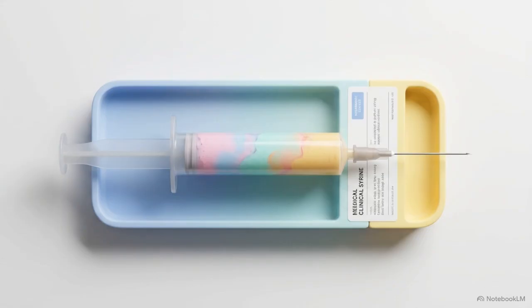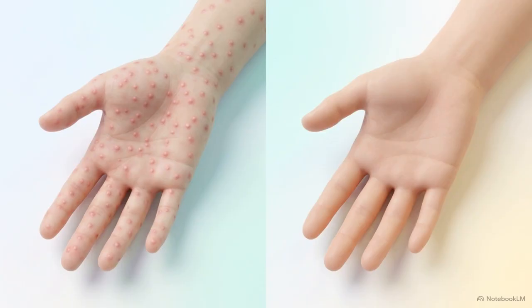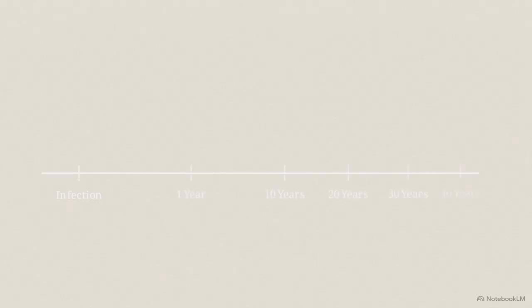For these early, uncomplicated stages, the pharmacological rule is rigid. A single 2.4 million unit dose of intramuscular benzathine penicillin G is definitively curative. Managing early syphilis is a race to identify these acute, highly transmissible clinical markers before the spirochete retreats into clinical silence.